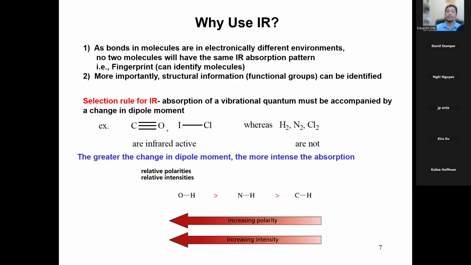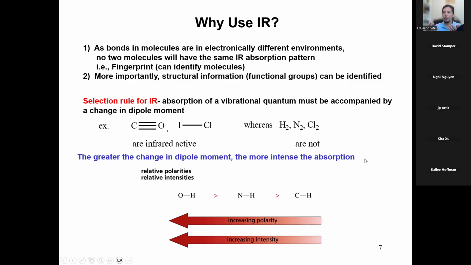So again, all molecules vibrate, but not all molecules will be detected by infrared spectroscopy based on their symmetry and based on the bond polarity. So you see here in blue, the greater the change in the dipole, the more intense the absorption. And that makes sense, right?